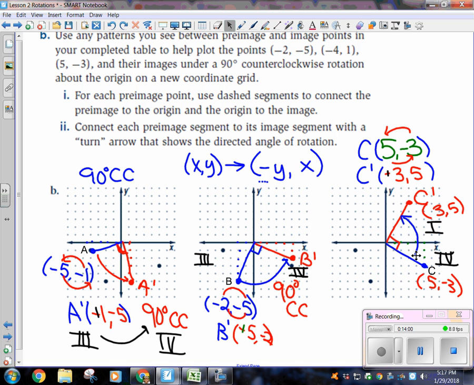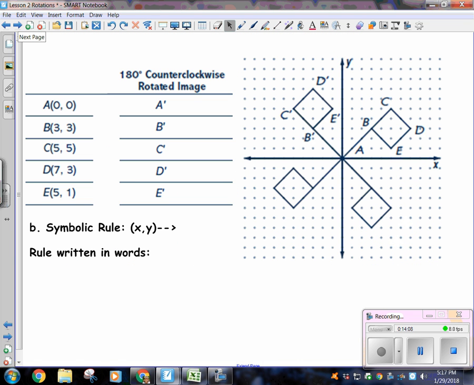So it did go through 90 degrees. All of these rotated 90 degrees. If you draw it back to the origin and you see that angle, it does make it easier to visualize. All right, let's go on to the next one.